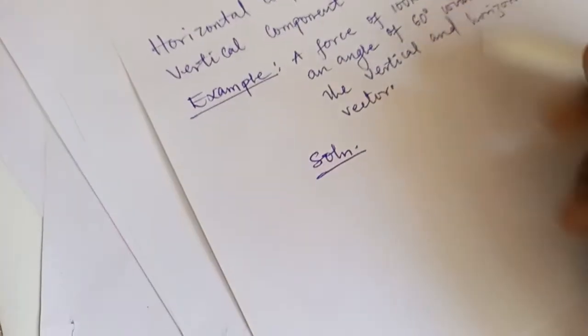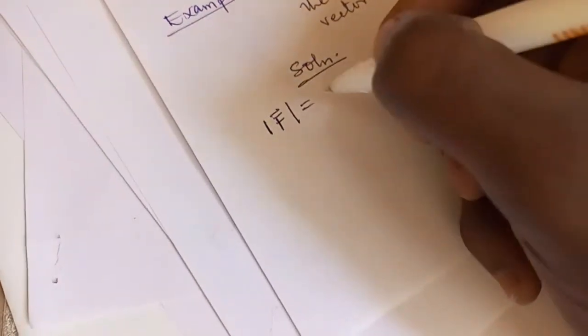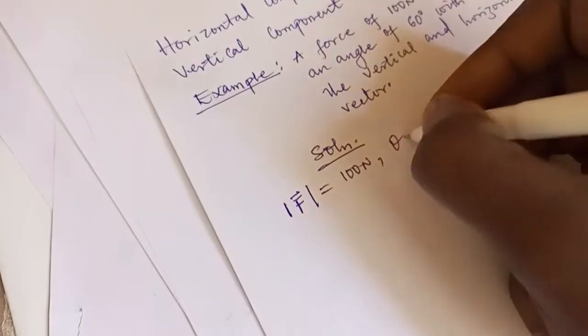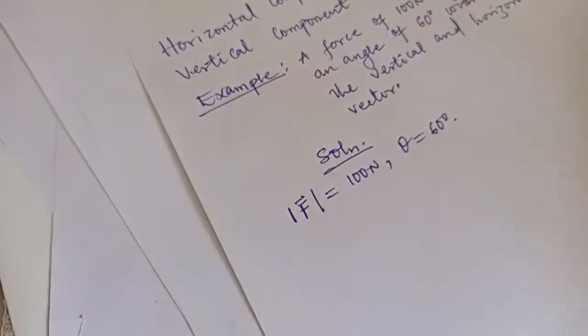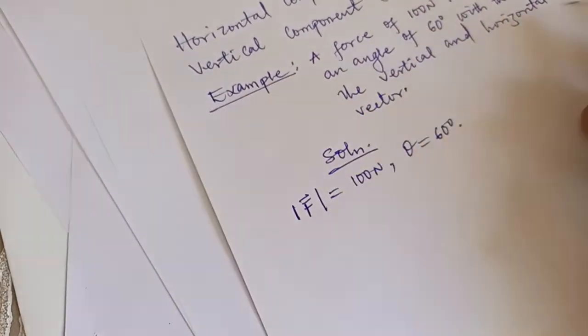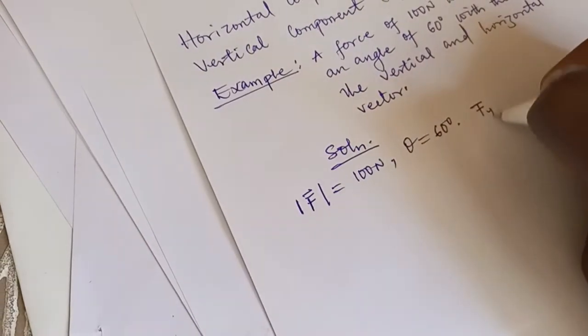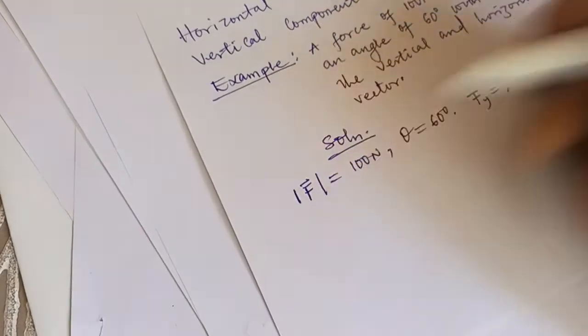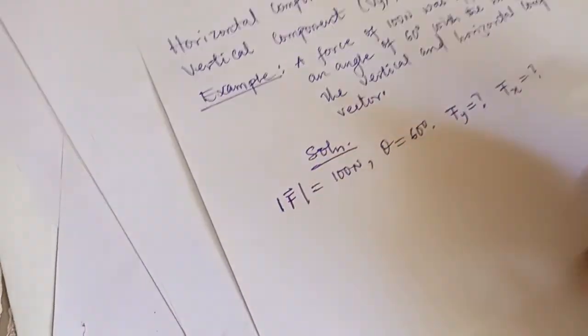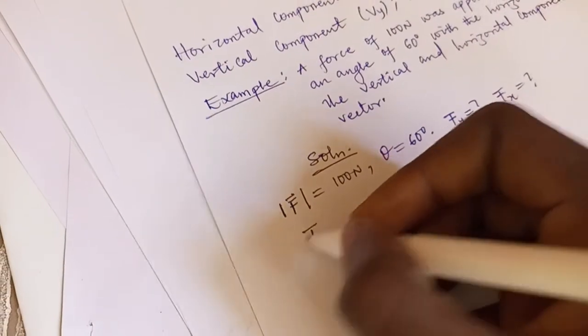we write our solution. The force of 100 Newton, which means the magnitude of the force F is equal to 100 Newton, makes an angle of 60 degrees. Theta is 60 degrees. So now all we have to do is find the vertical component and the horizontal component. The vertical component, let's call it Fy, since the force is F, and the horizontal component, let's call it Fx. Now how do we find them? We have theta and we have the magnitude. All we have to do is use those formulas.